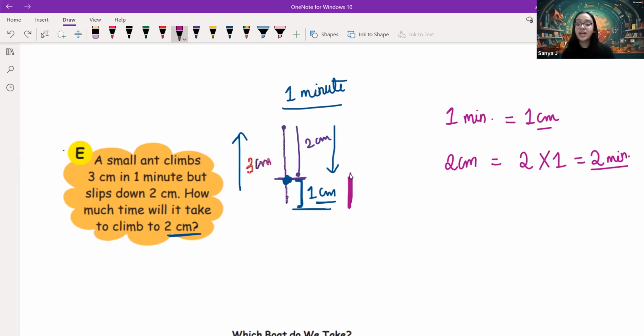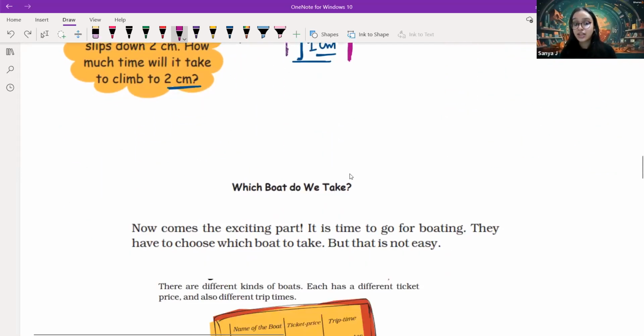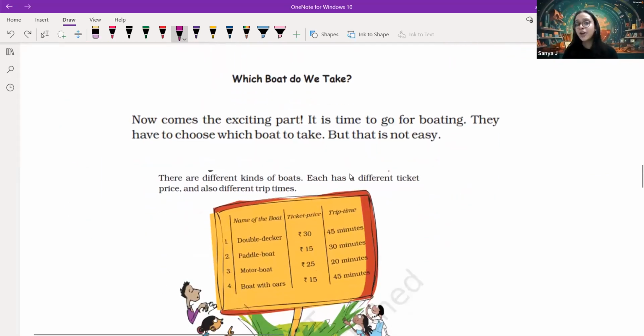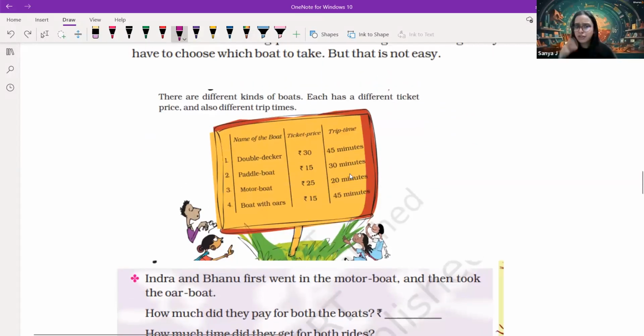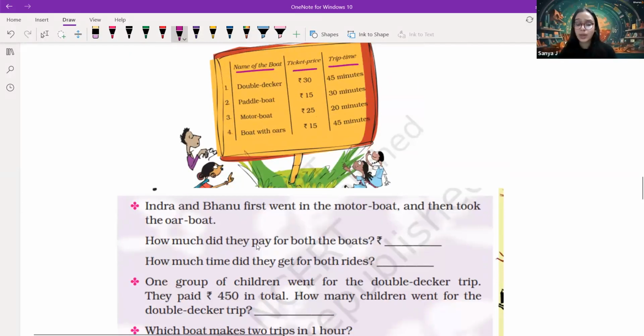Let's now move ahead with the next part of the journey. Now is the very exciting part. It's time to go for boating, and they have to choose which boats to take. Kids have different types of boats to choose from. The name of each boat is given, the ticket price for each boat, and the trip time that each boat will take. There are some questions to answer.